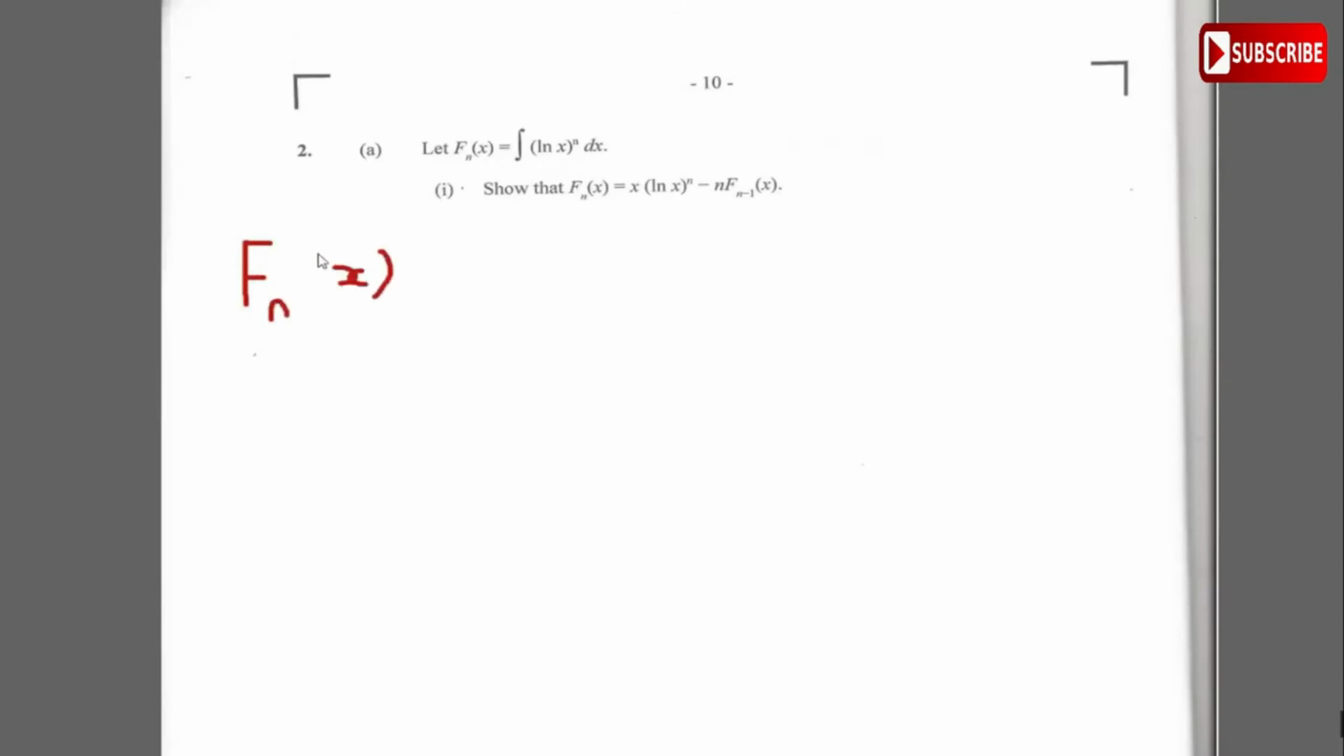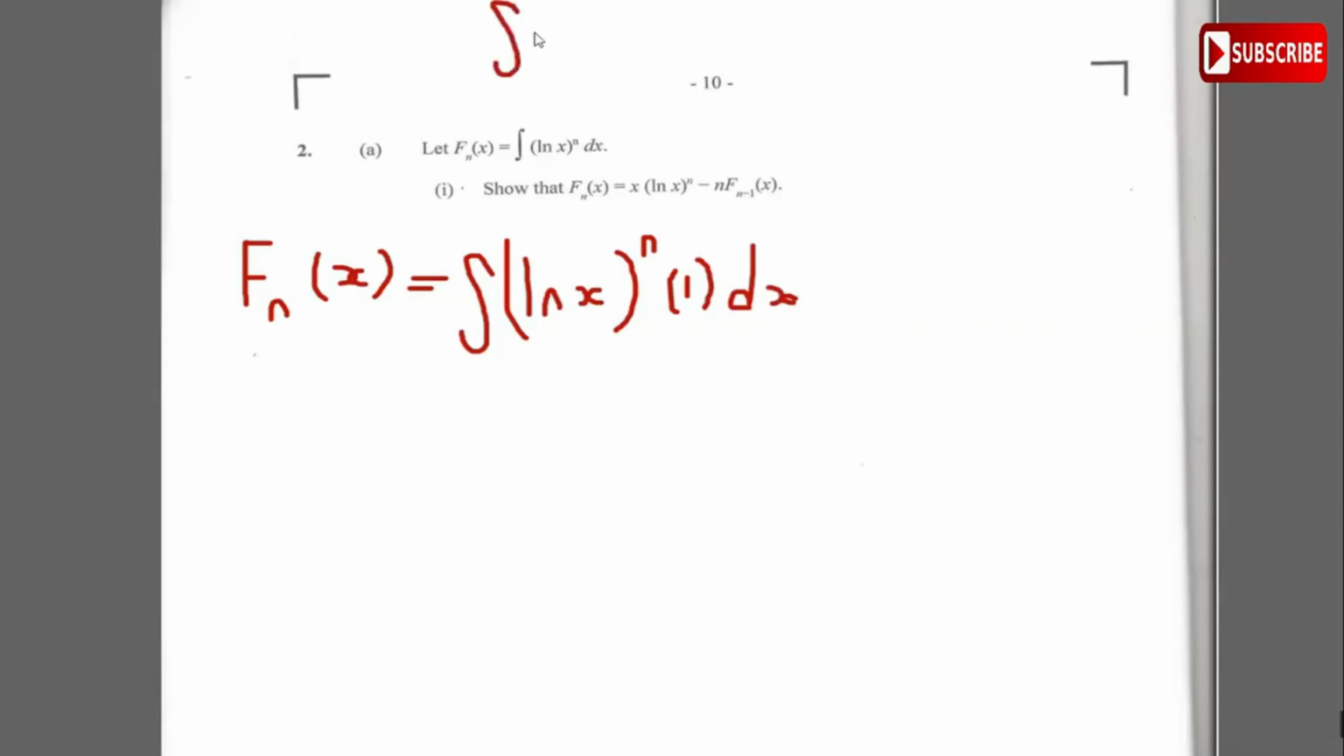We're going to have to rewrite f_n(x) as the integral of, instead of ln x to the n, ln x to the n times 1. So it's (ln x)^n multiplied by 1 dx. You might ask, what's the importance of 1? Multiplying by 1 will allow us to utilize integration by parts.